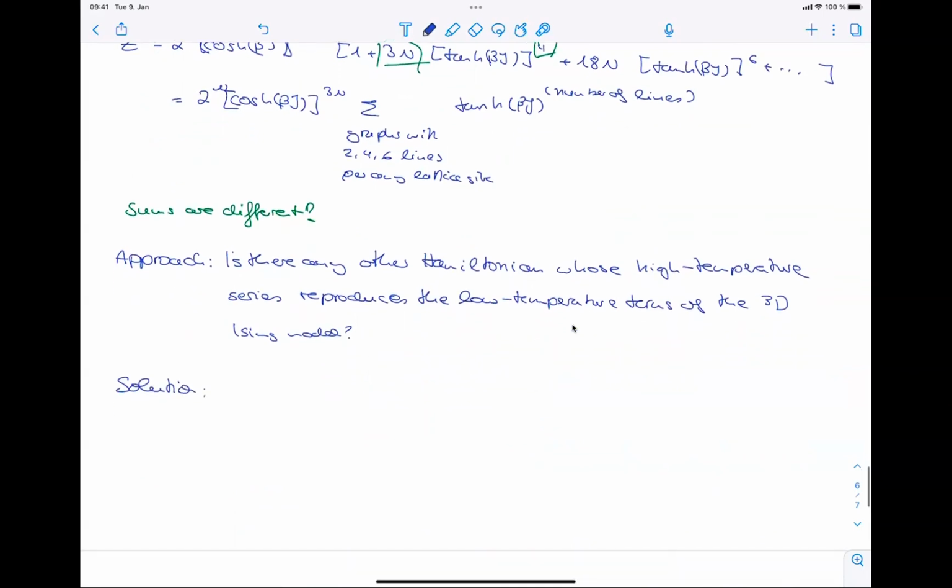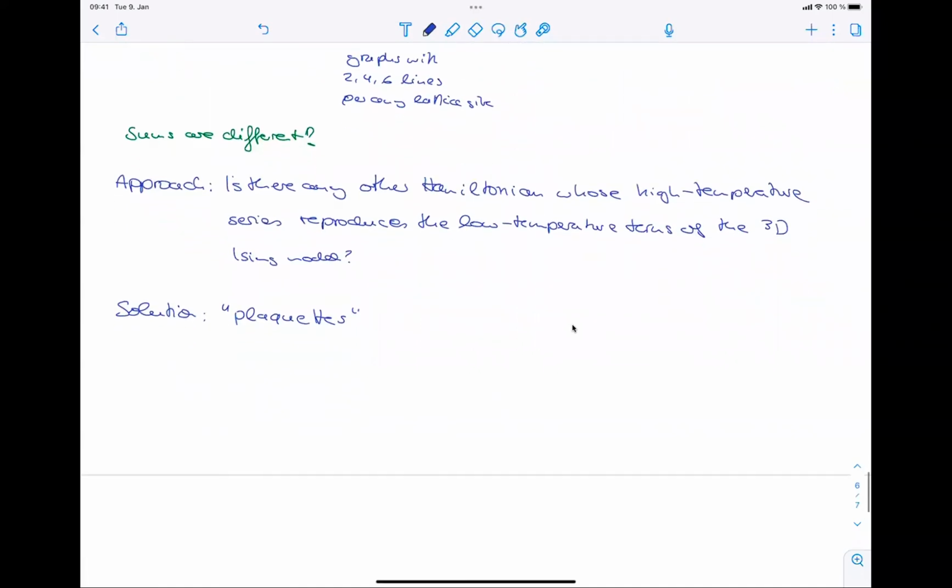to construct a Hamiltonian which has so-called terms that contribute to plaquettes. So what is my plaquette? It is like this.